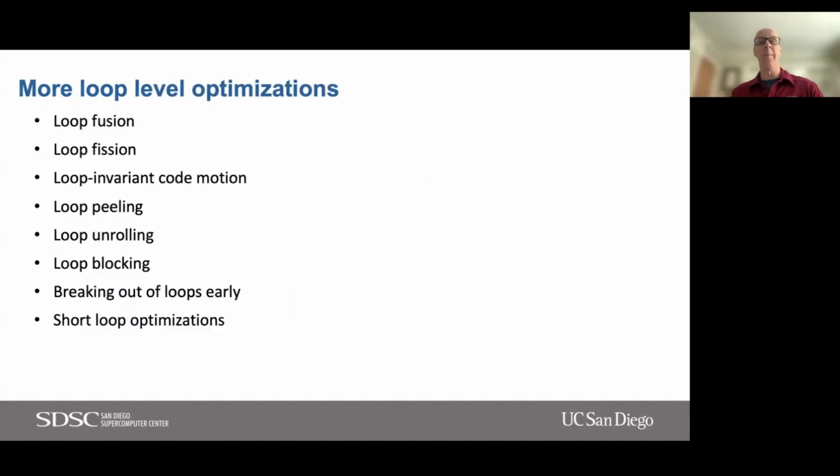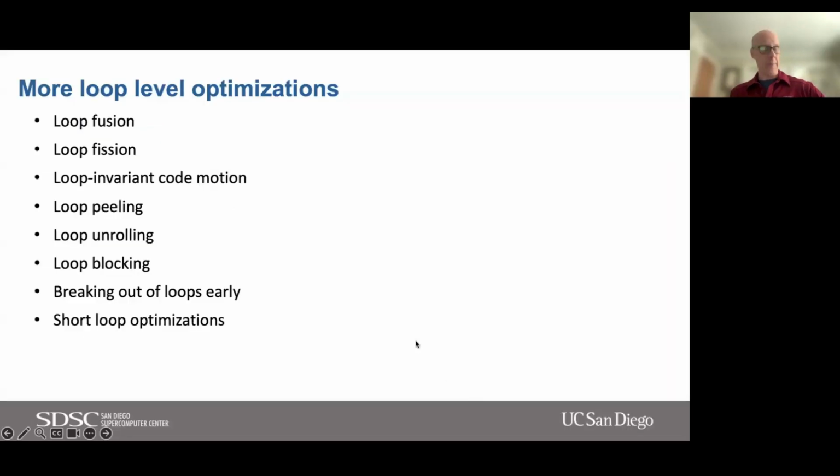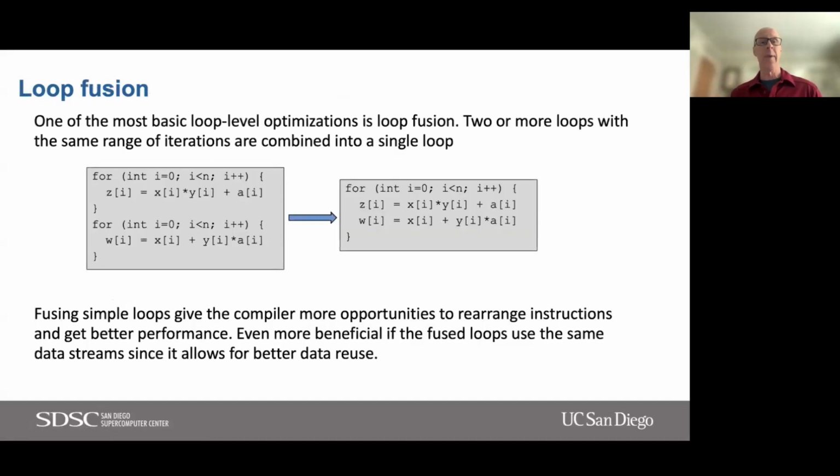Okay, so we're going to look at some more loop level optimizations here. And let me just pause. I'm going to take a look again at the chat. And okay, no new comments. All right, so I know we're running a little late, but I'm going to go through some other loop level optimizations that we could do.